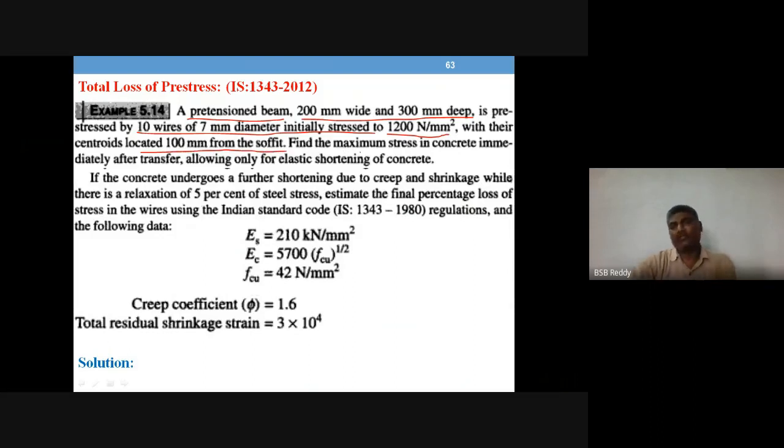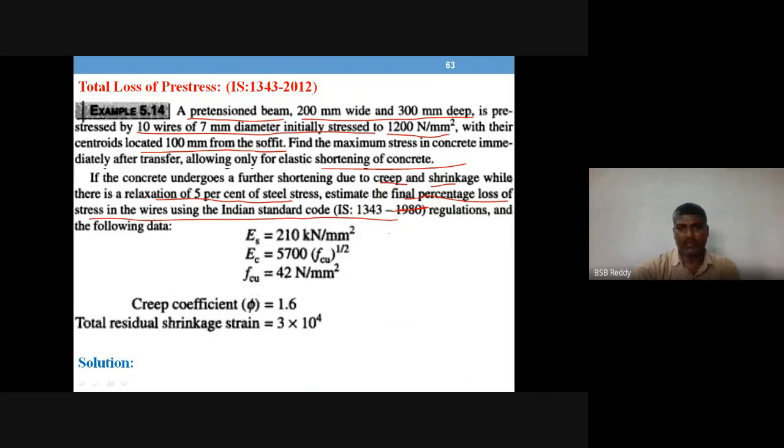Find the maximum stress in concrete immediately after transfer, allowing only for elastic shortening of concrete. And if the concrete undergoes further shortening due to creep, shrinkage, and relaxation of 5%, estimate the final percentage of loss of stress in wires using IS code.